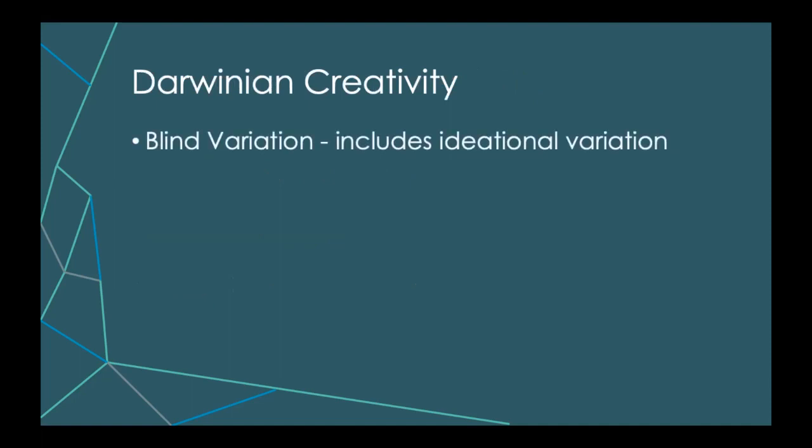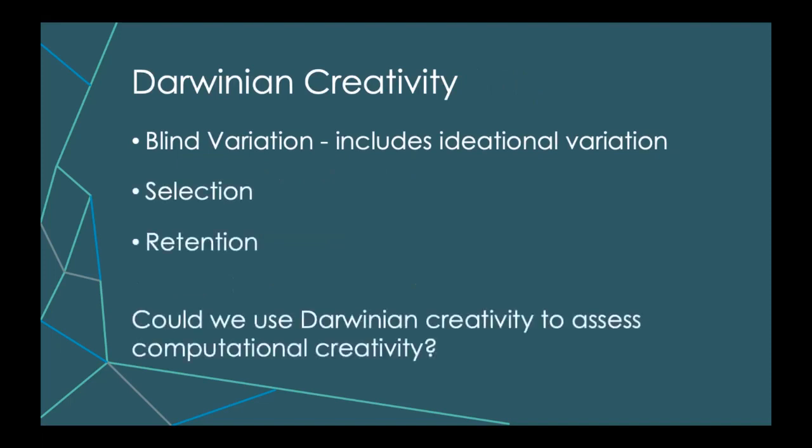So the model that I'm going to be following then is blind variation, which includes this ideational variation suggested by Boden, the selection against selection criteria, and then retention of successful traits. So the question I'm trying to answer is, could we use Darwinian creativity to assess computational creativity?